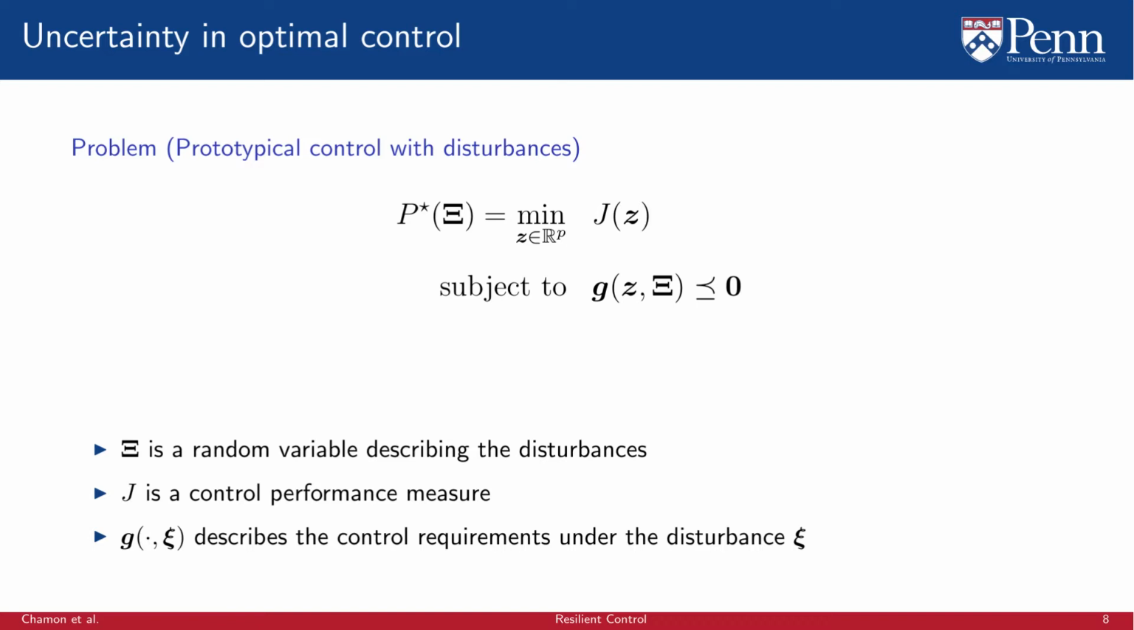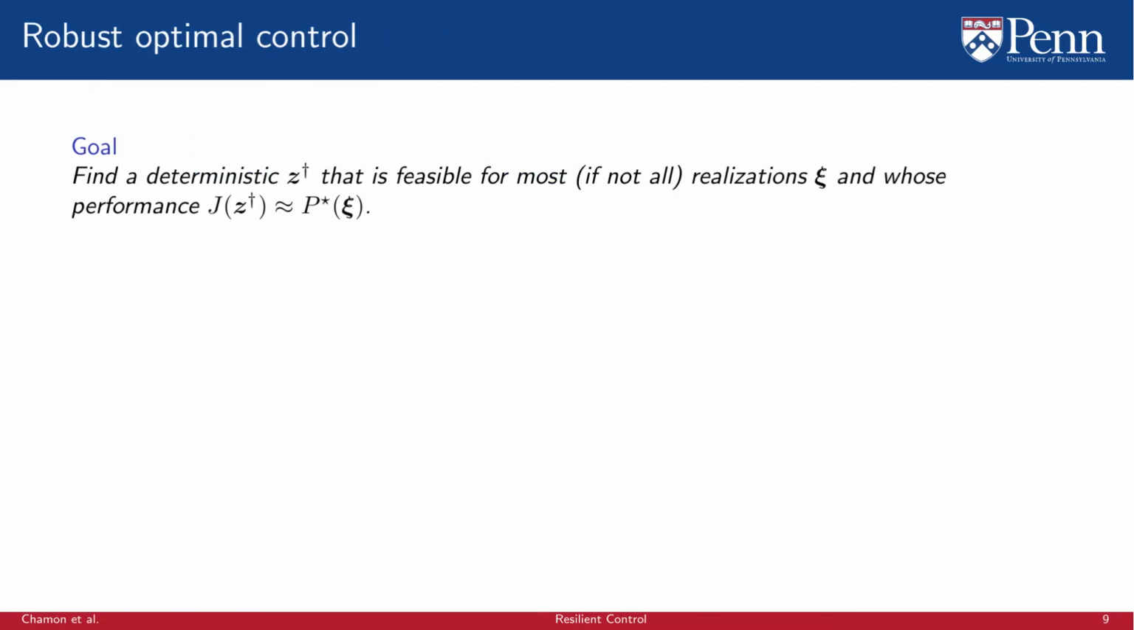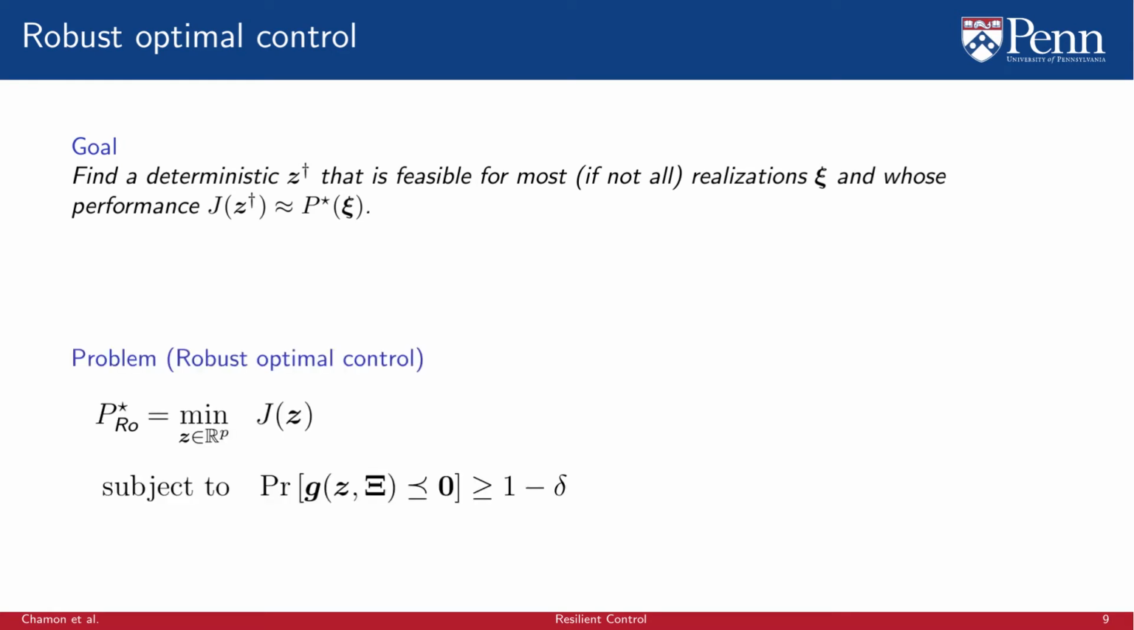Notice that since the disturbances are random variables, the feasibility set of this problem is random, and its solution therefore depends on the unknown realization of xi. To get a deterministic controller, robustness sets out to find a single solution that is feasible for most realizations of the disturbance. We can formalize this problem using a chance constraint, which essentially fixes the feasibility set. By reducing delta, we make the design more and more conservative until the problem simply becomes infeasible.